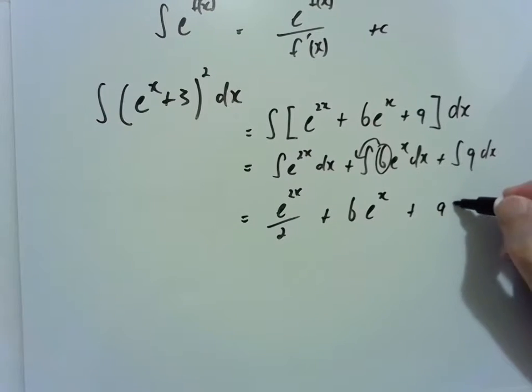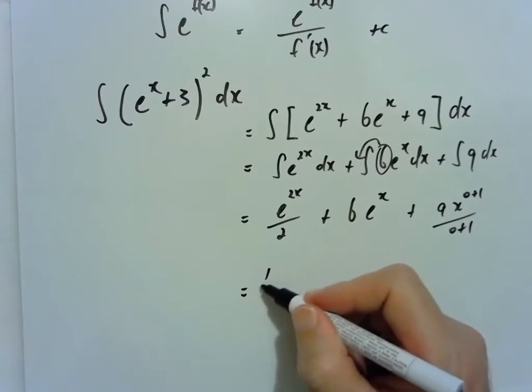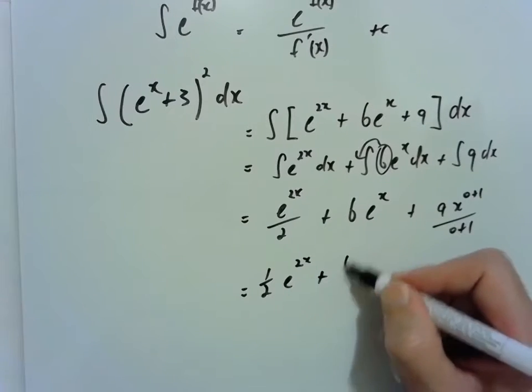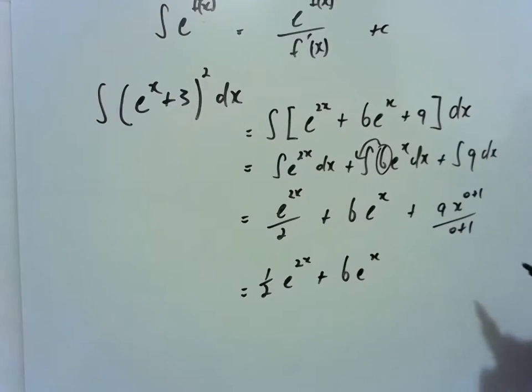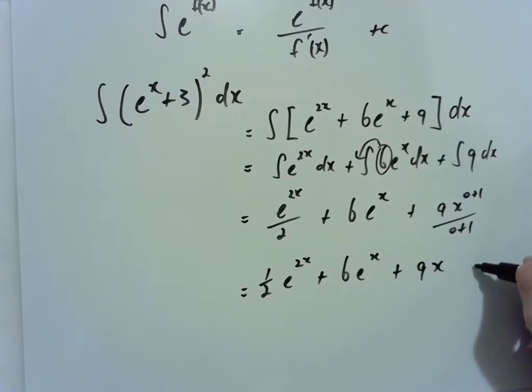9. That's actually an x to the 0, so it's 0 plus 1 on 0 plus 1, equals half e to the 2x plus 6e to the x plus 9x. And then you've got to add the c. Don't forget to add the c.